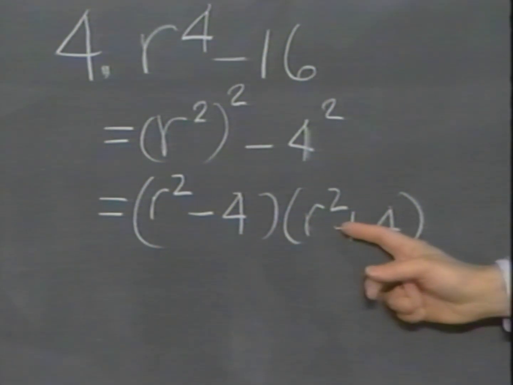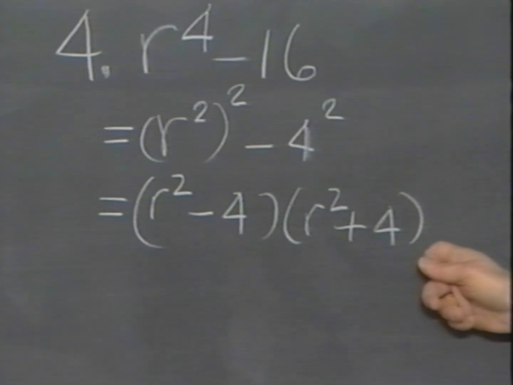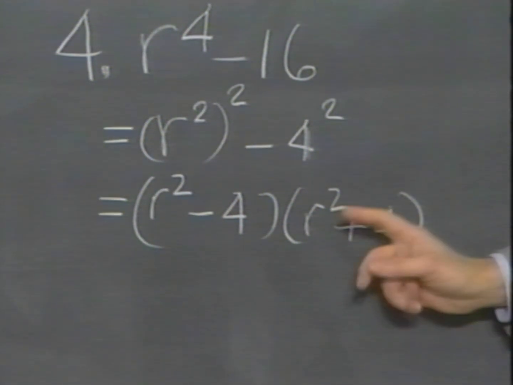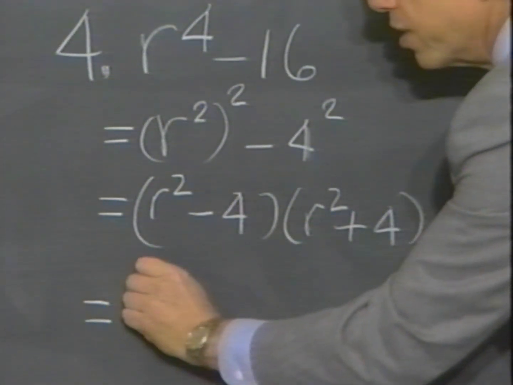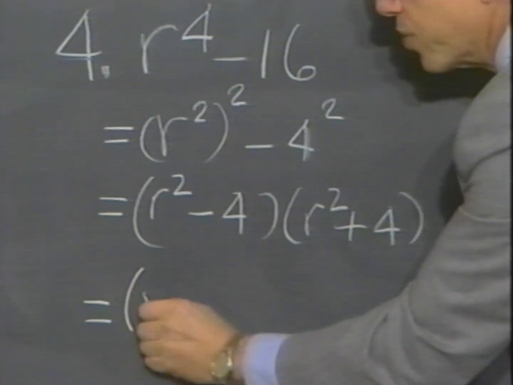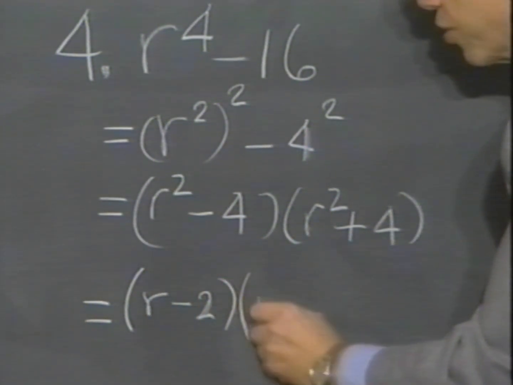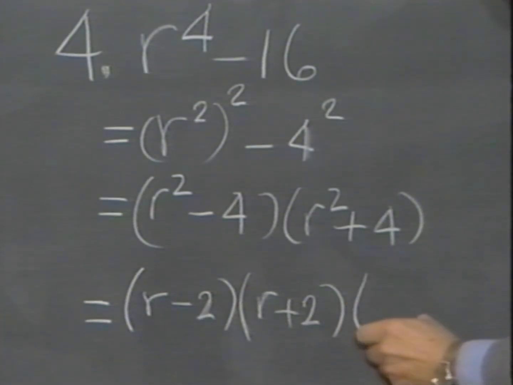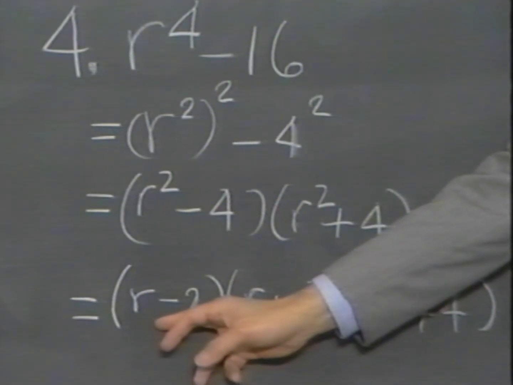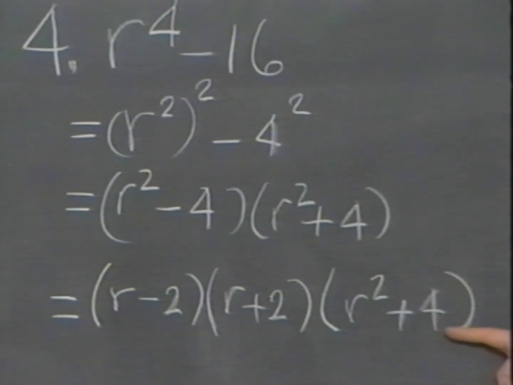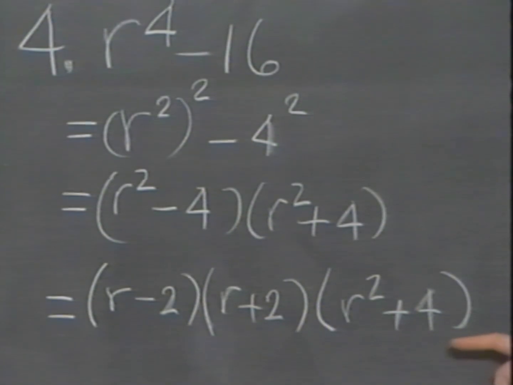What about the other factor, r squared plus 4? No, we can't factor the sum of two squares, but we can factor the difference of two squares. And let's do it. r squared minus 4, remember that's r squared minus 2 squared, so that's r minus 2 times r plus 2 times r squared plus 4. Look again. This is a simple binomial, this is a simple binomial, and this is the sum of two squares, which doesn't factor, so we have factored r to the 4th minus 16 completely as r minus 2 times r plus 2 times r squared plus 4.